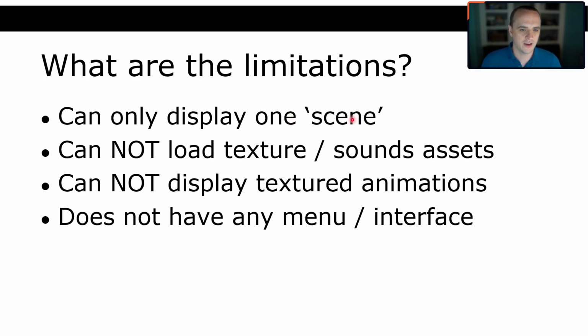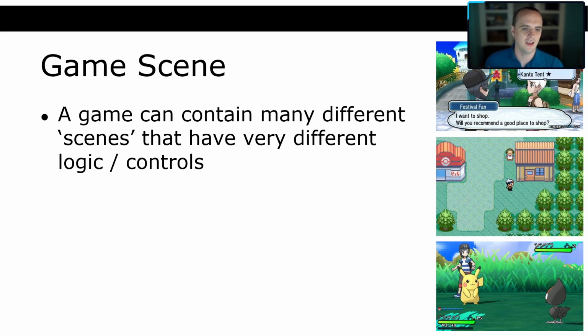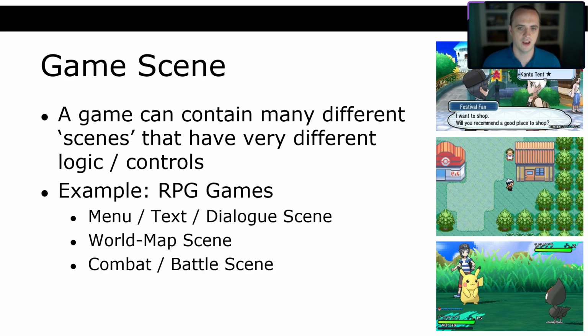So what do I mean by a scene here? Well, games can contain a bunch of different scenes that have very different logic and controls. For example, here I've got a Pokemon example where there may be several different scenes. Maybe we have a menu or a dialogue scene up here in the top right. Down here we have an overworld map scene. And on the bottom, we have a combat or a battle scene. So games can have many different scenes which contain very different logic, and also different controls and different graphics and stuff like that.